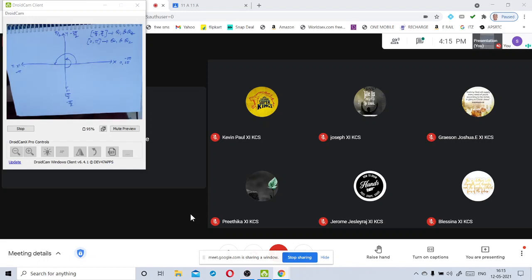Remember these points, my dear children. These points will help you in finding the principal values of given inverse trigonometric functions.